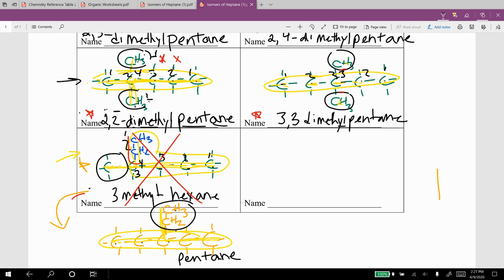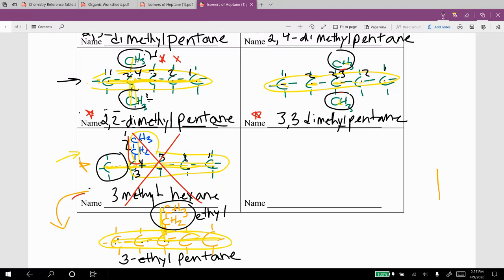This is a 2-carbon branch, so I have to find the prefix for 2. The prefix for 2 is eth. So then I have a yl, meaning branch. So this is an ethyl branch. Okay? And now I have to say what carbon that ethyl branch is on. So 1, 2, 3.